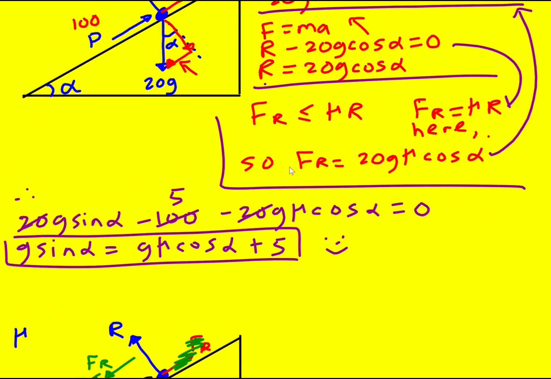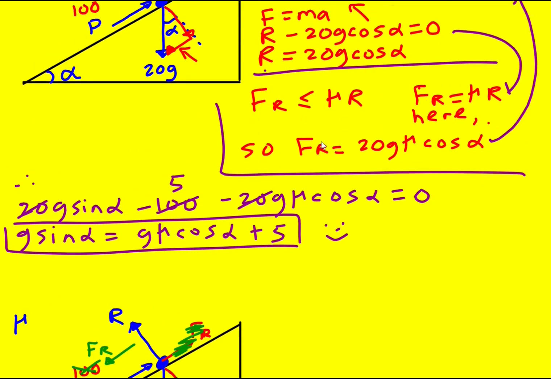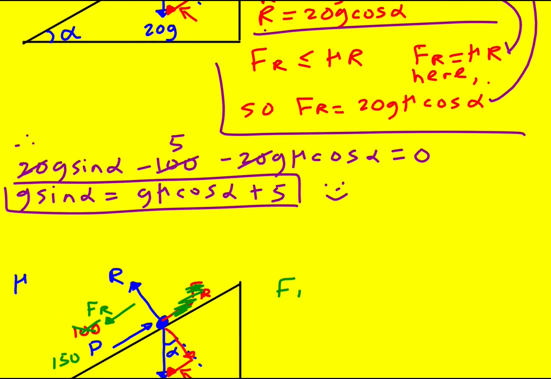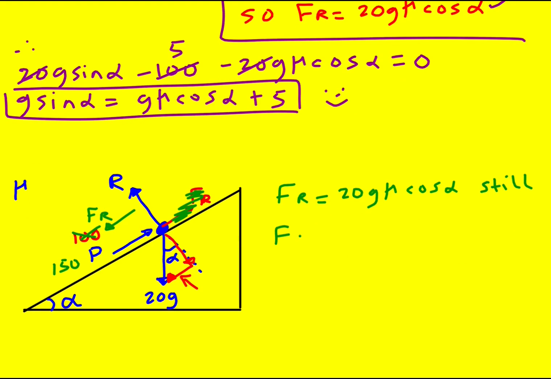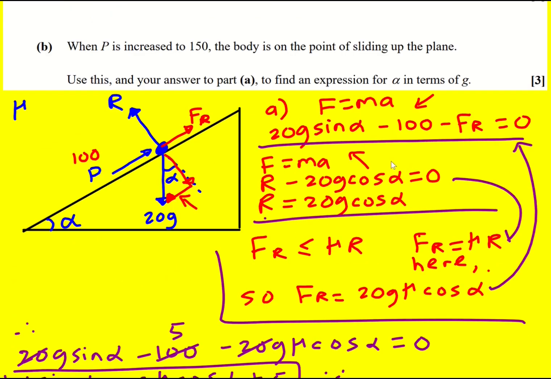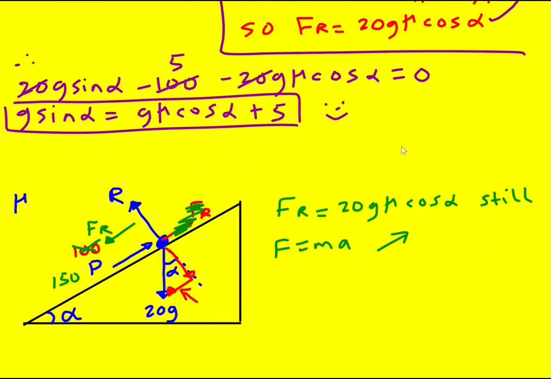So we still have that R is still 20g cos alpha, and FR is still 20g mu cos alpha. Okay, so let's apply F equals ma up the plane again. Did I apply it up the plane? I applied it down the plane before, but it didn't really matter. Okay, I'll go with F equals ma up the plane.